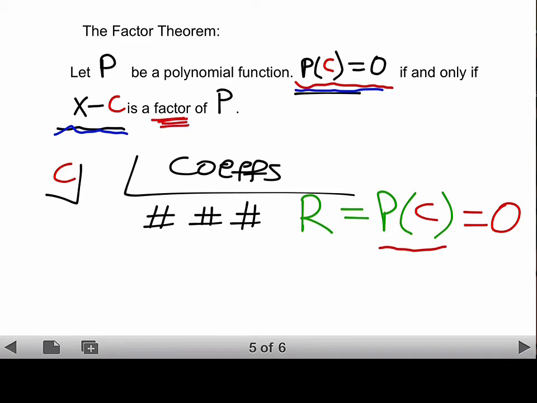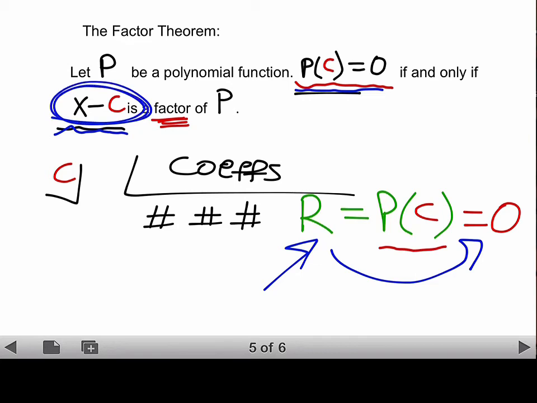In other words, I can evaluate a polynomial just by using synthetic division. That's the remainder theorem. If that turns out to be a 0, then I found a factor. That's the factor theorem. What we're going to be after is finding factors of the form x minus c, and so synthetic division is a pretty good way to go.